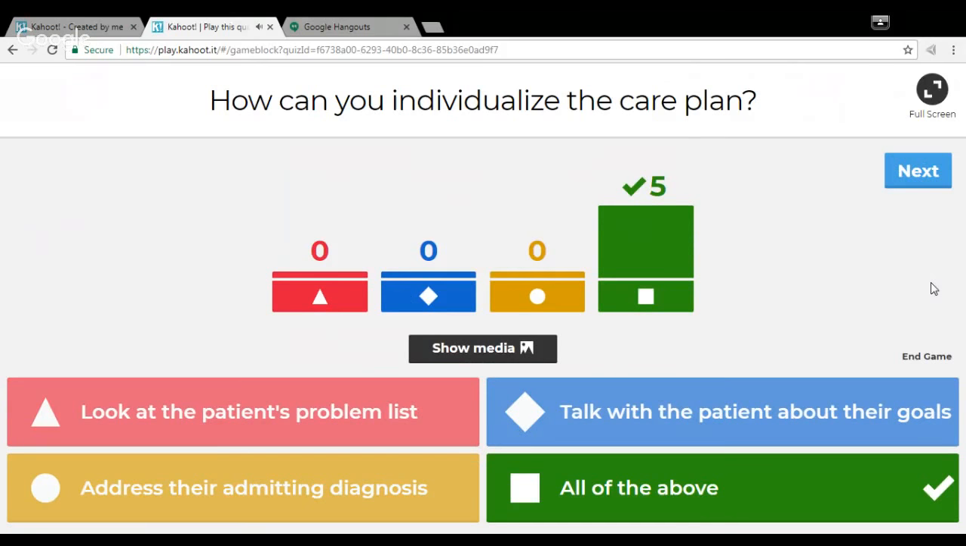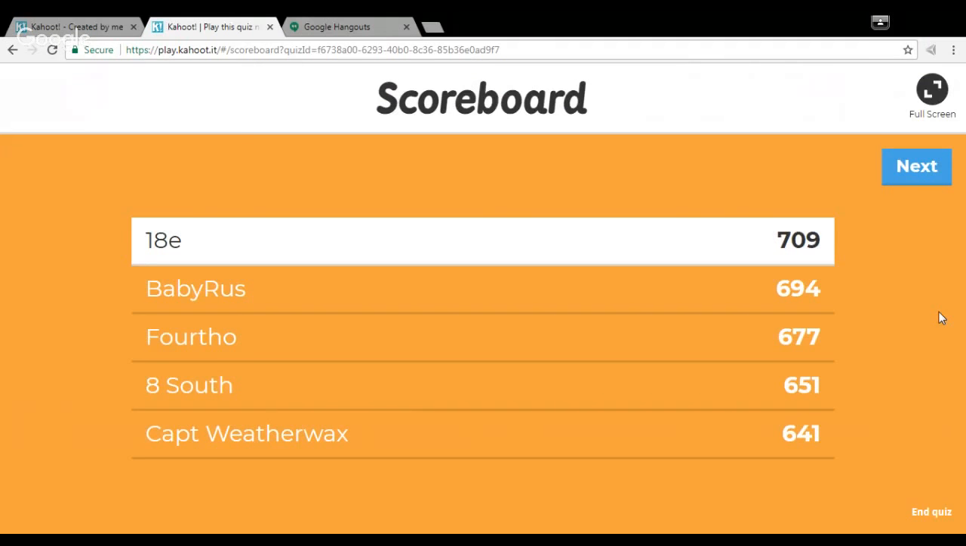So we got those answers in. Good job, team. Looks like everybody got that one right. Excellent. Sorry, 18 East came in. 18 East, big winners. Your hearts are pretty strong too, right? Because you're cardiac people. Good job. Baby R Us coming in at second. Nice job, Baby R Us. And Fourth Though coming in at third. Captain Weatherwax seems to be coming in last place right now. That seems to be a diagnosis of ineffective answering of questions related to knowledge deficit. And we're going to go ahead and say the desired outcome is still up your game, kids. We got another question coming for you right now.